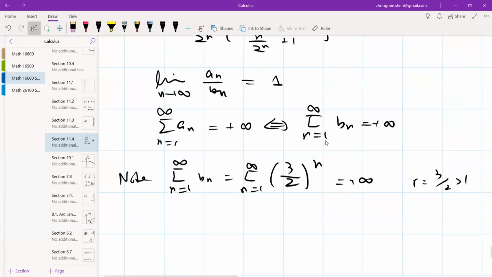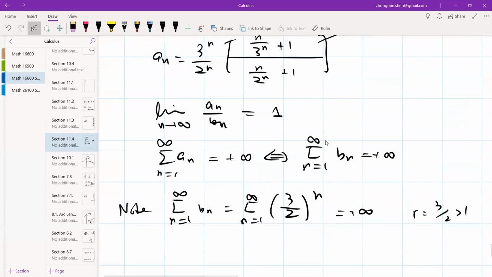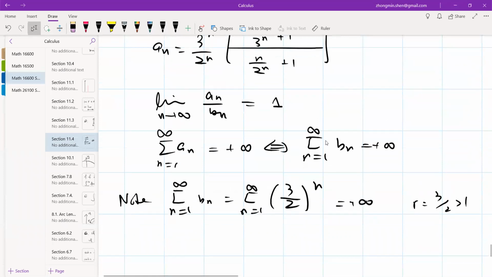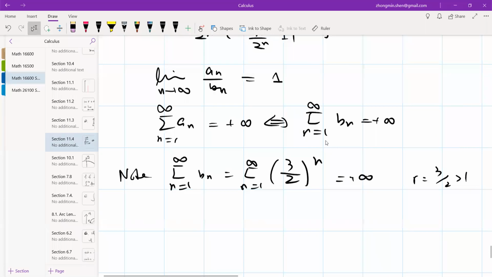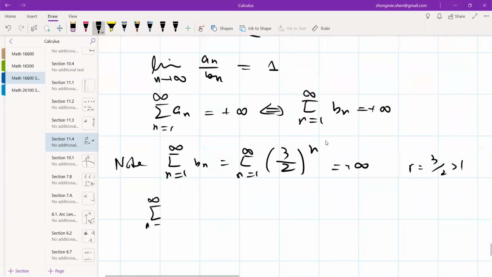Okay, but it's harder to use a comparison test directly. It's harder to compare an and bn directly. It's not easy. So you have to use the limit comparison test. So this implies, now we already solved the problem, it's divergent. So we conclude that it's divergent.